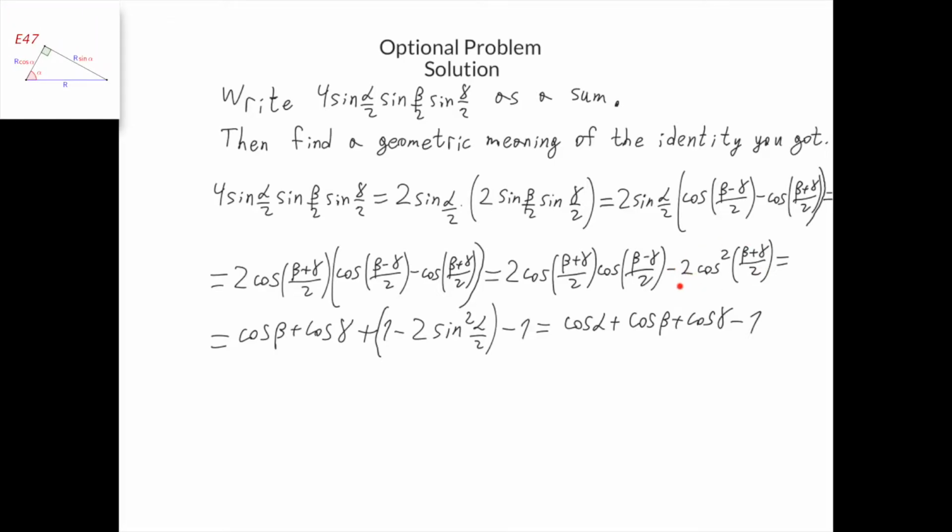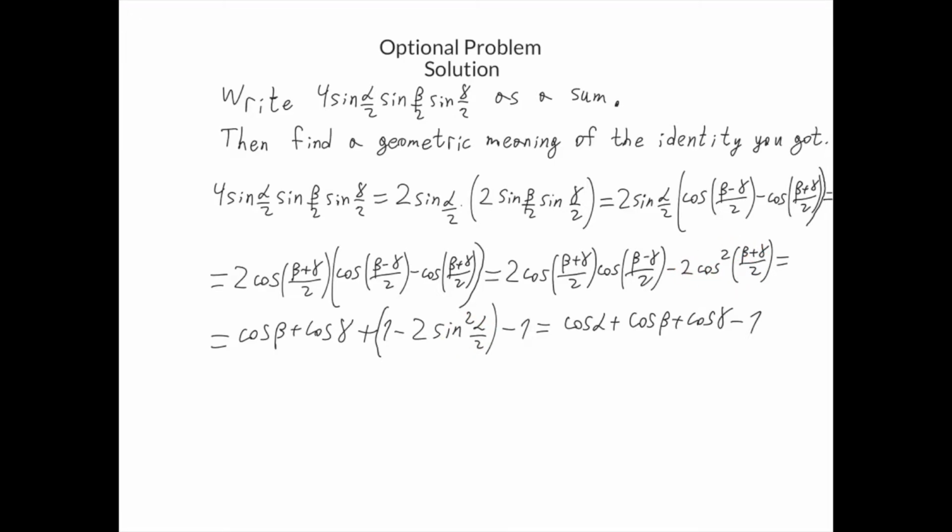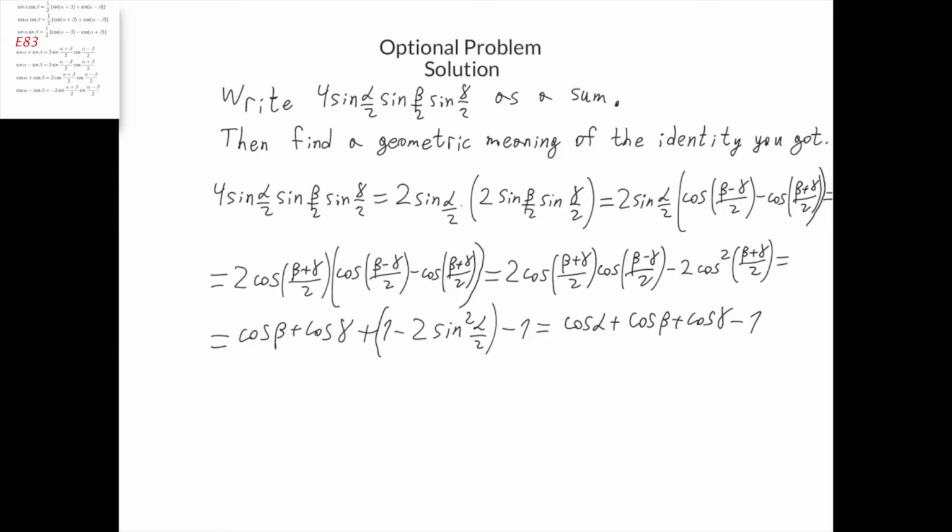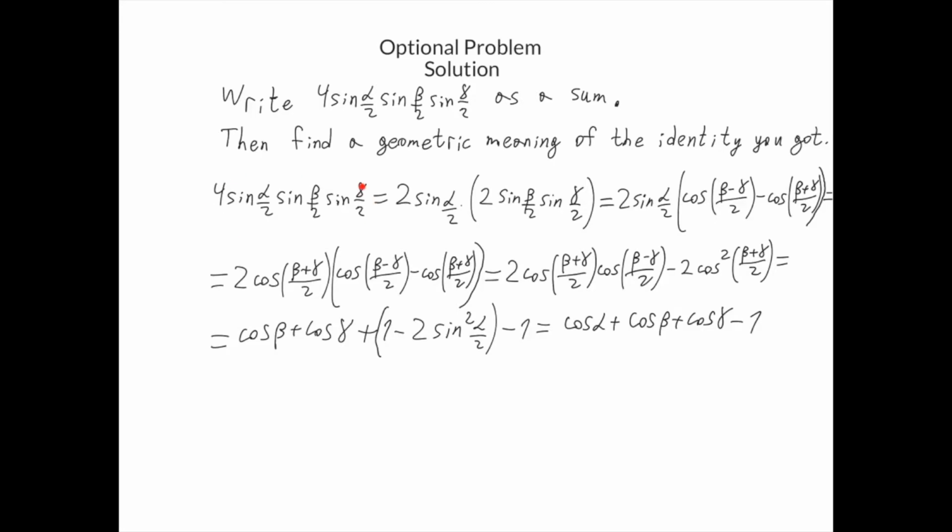And from here, we first write cosine of beta plus gamma over 2 as sine of alpha over 2, just like we did here. And then we add and subtract 1, as given here, and then we group this in parentheses. The expression in the parentheses equals cosine alpha, because of the formula for cosine 2 alpha equals 1 minus 2 times sine squared of alpha. So finally, for our expression, we got that it equals cosine alpha plus cosine beta plus cosine gamma minus 1.